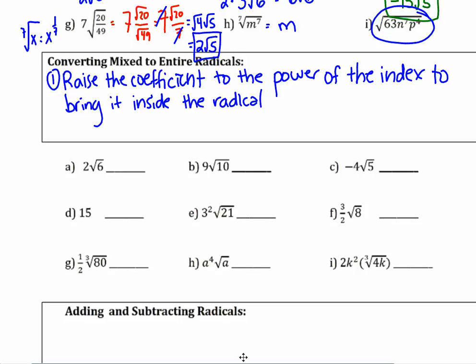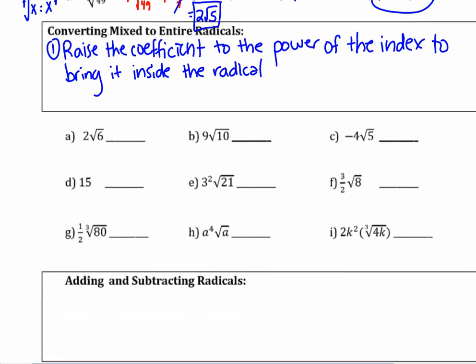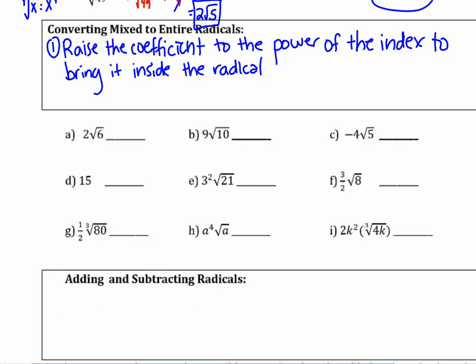Okay, so if I want to bring the 2 inside the square root of 6, are you all done writing? I'll wait a second. Raise the coefficient to the power of the index to bring it inside the radical. So if I want to bring 2 inside, what's the index? It's a 2. So it becomes root 4 times 6, which is square root of 24. It's 2 squared times 6.